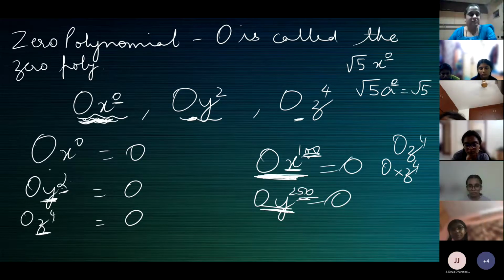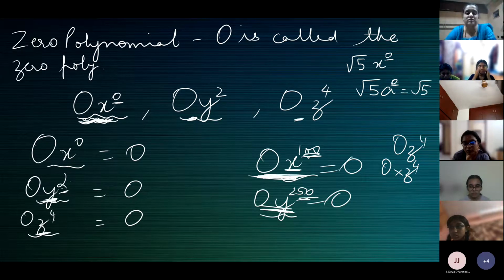So from this, one of you says 0, one of you says 2, I say 4, somebody says 100, somebody says 250. All of us have different answers. But the answer should be unique, meaning all of us should have the same answer. It is not so. So we say that the degree of a 0 polynomial is not defined, because it is not a unique answer.